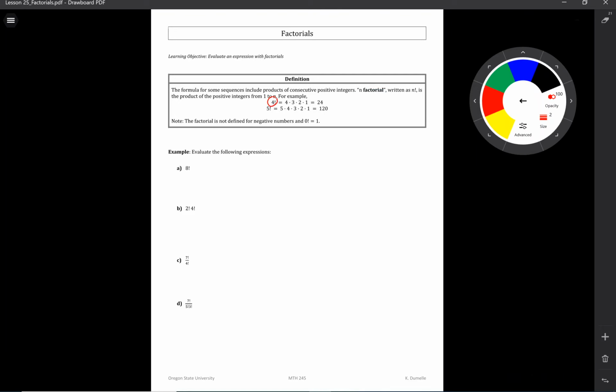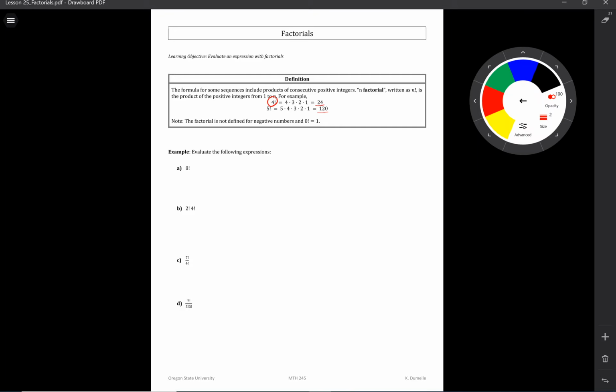So 4 times 3 times 2 times 1. We take that product and it is equal to 24. 5 factorial is 5 times 4 times 3 times 2 times 1, and that is equal to 120. So the factorial is not defined for negative numbers, and we define 0 factorial to be 1. It's just kind of a rule that we have, otherwise math would break. So we just defined 0 factorial to be 1.